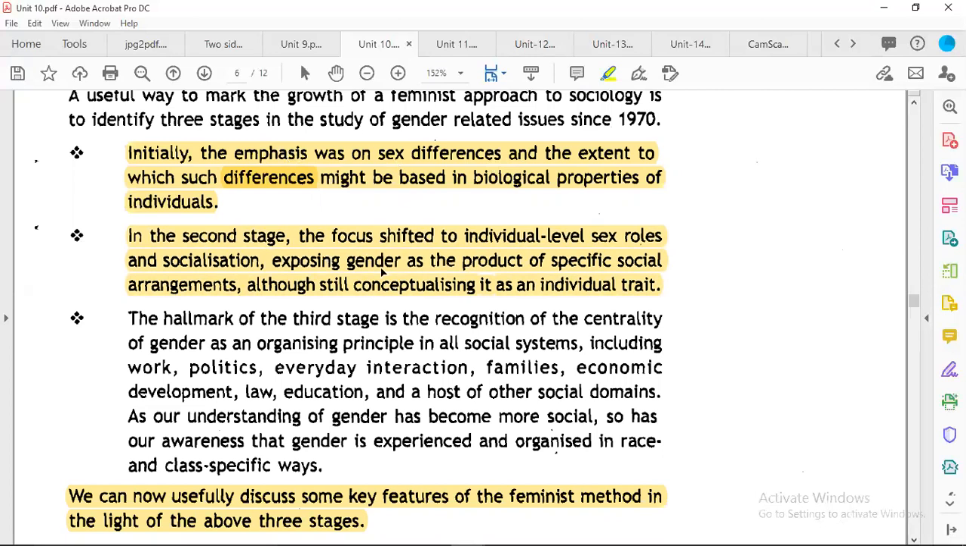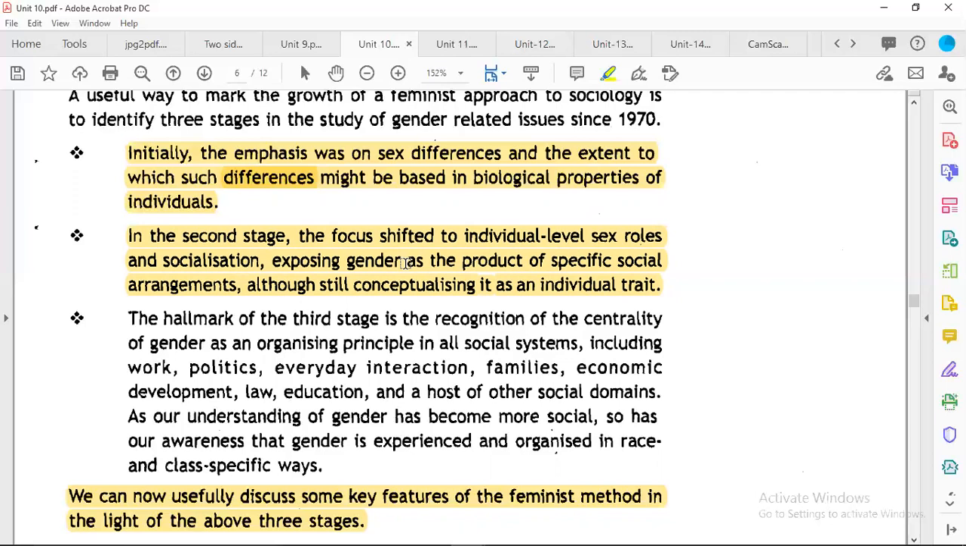And in the second stage, the focus shifted towards individual level sex roles. Yes, there are some roles of every individual in every society, in every period, and that role is assigned according to their sex, and the socialization is also assigned according to their sex. That means roles and socialization are different for males and different for females. Exposing gender. So here we get another thing, that is gender. So we get that gender is a social arrangement which has no relation with biology. There is only a difference between male and female that is biological in base.